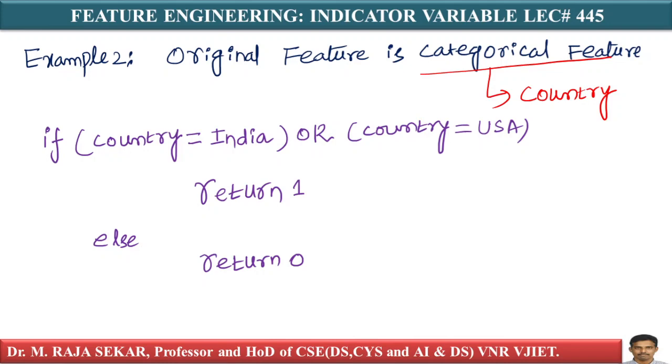Of course, you can have any logical operations. It need not be OR, isn't it? Even in the place of OR, you can write AND, isn't it? You can have any of the combinations. This is one way of converting into an indicator variable. We will see how to use indicator variables in our future case studies.